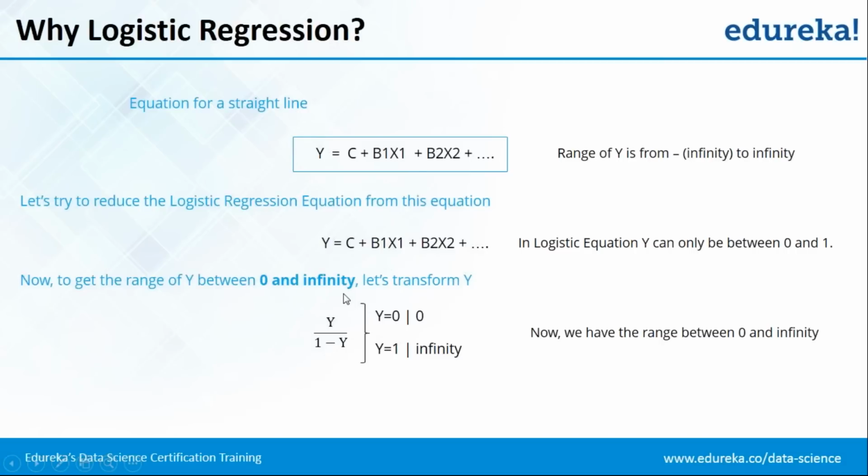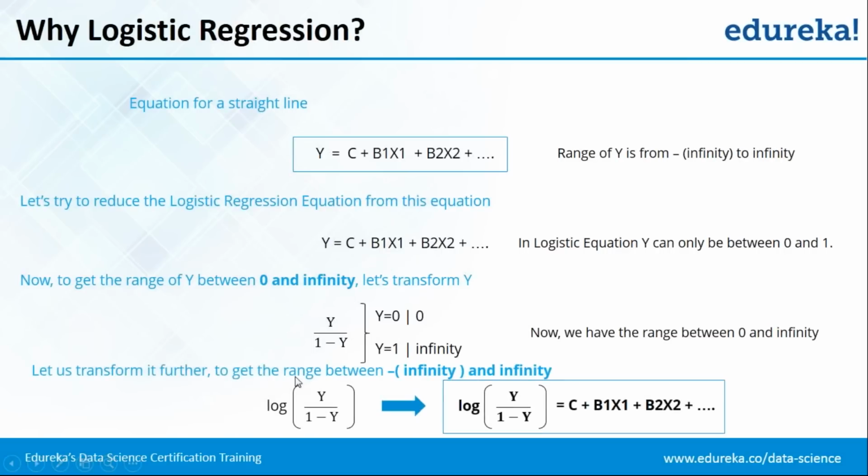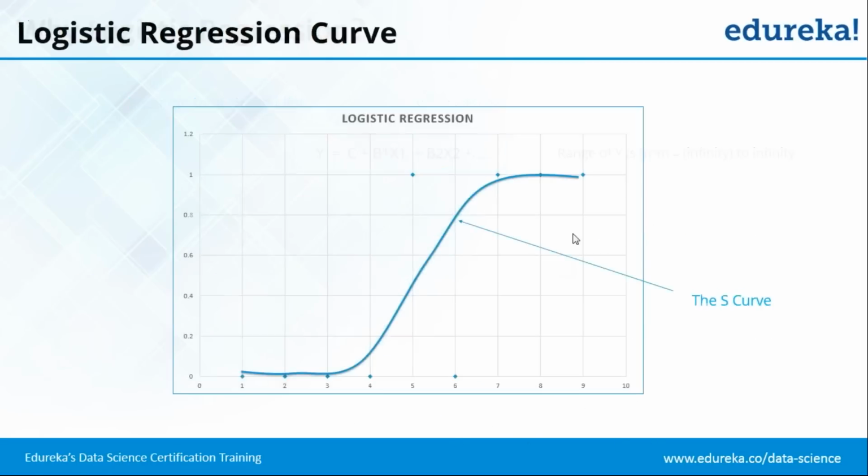But we want the range between minus infinity and infinity, so we do one more transformation and apply the log function. Log of 0 is minus infinity and log of infinity is again infinity. So this element, log of y over 1 minus y, has a range between minus infinity and infinity, and hence it can be compared with the straight line's y, whose range is also minus infinity to infinity. Hence it becomes a linear equation. So this is the linear equation for this S-curve.